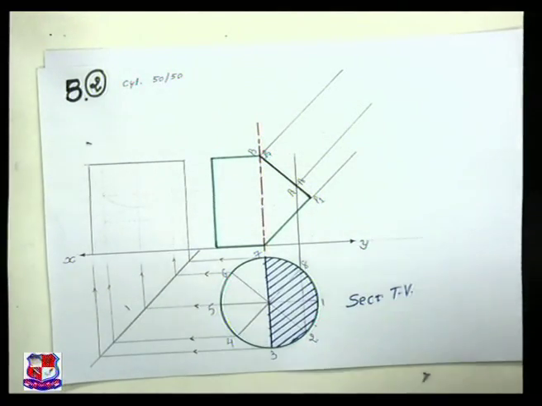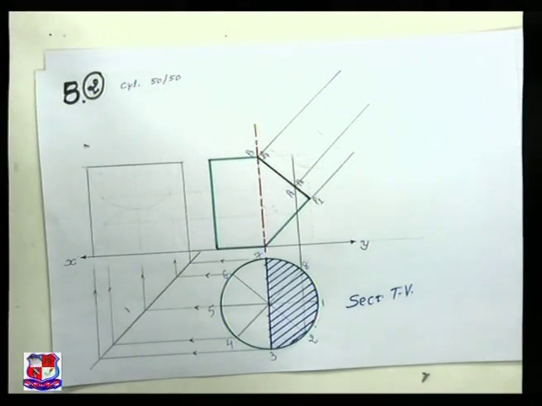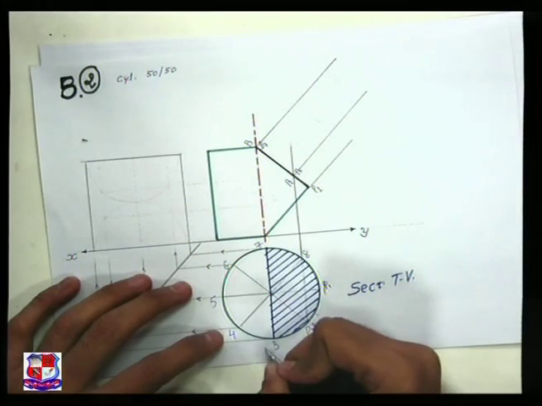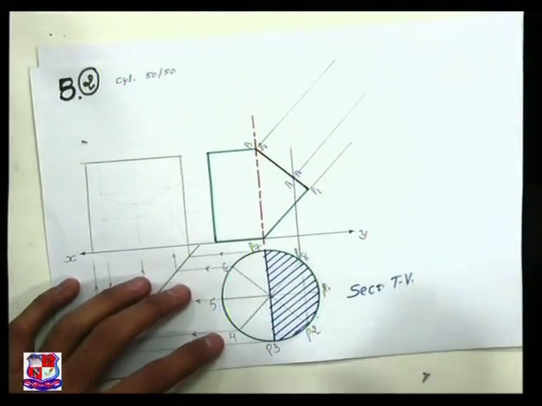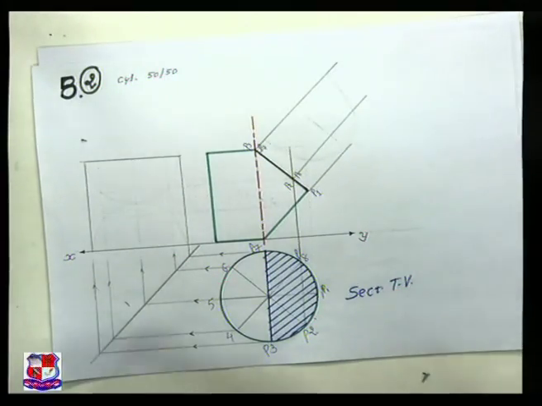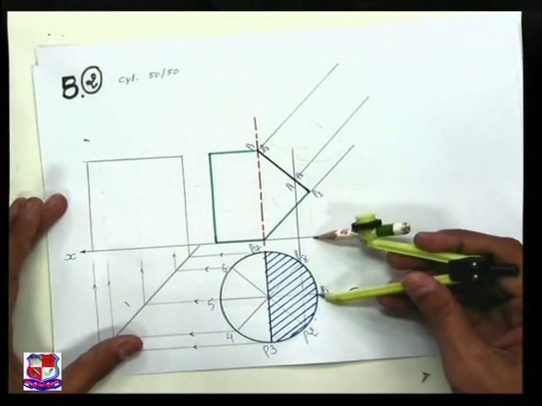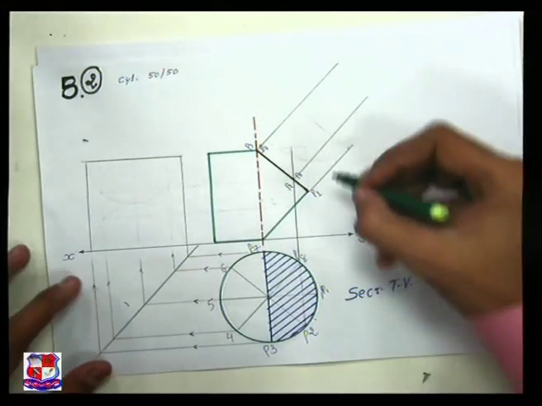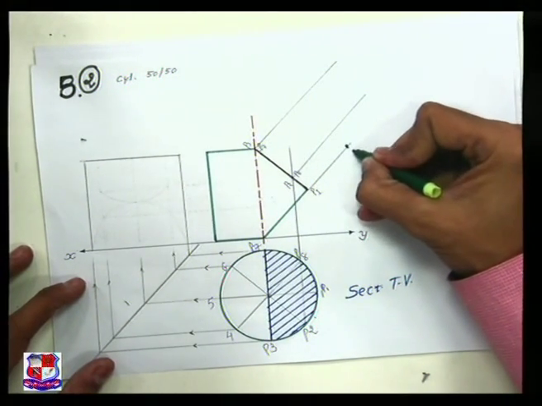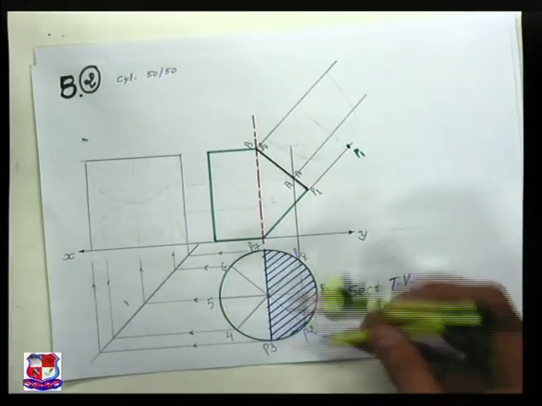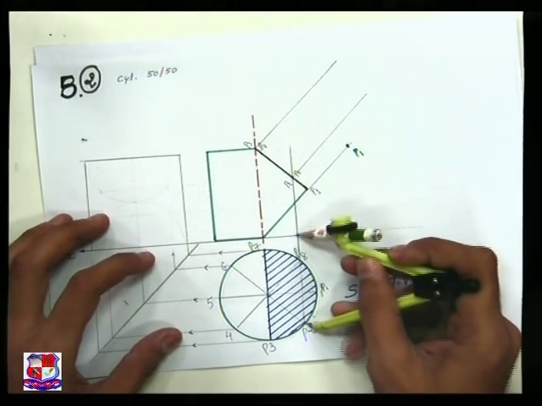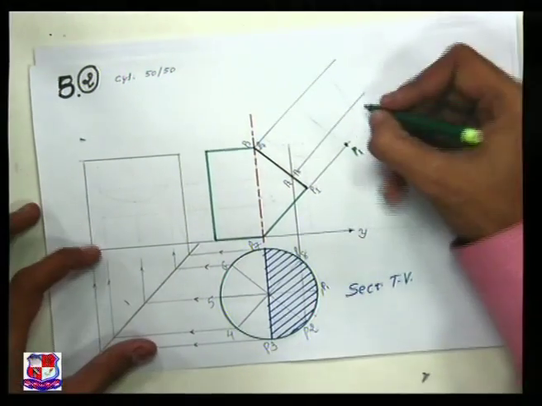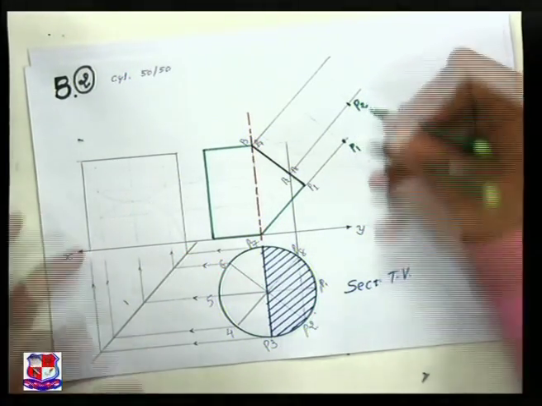Now measure the distance of each point in the top view. Here are points P1, P2, P3, P7 and P8. Measure the distance of point P1 from the XY line, measure this distance. From P1 draw an arc, and that arc will cut over here. So here is point number P1. Then measure the distance of P2 to the XY line, this distance. From P2 draw an arc over here. So point number P2 is here.